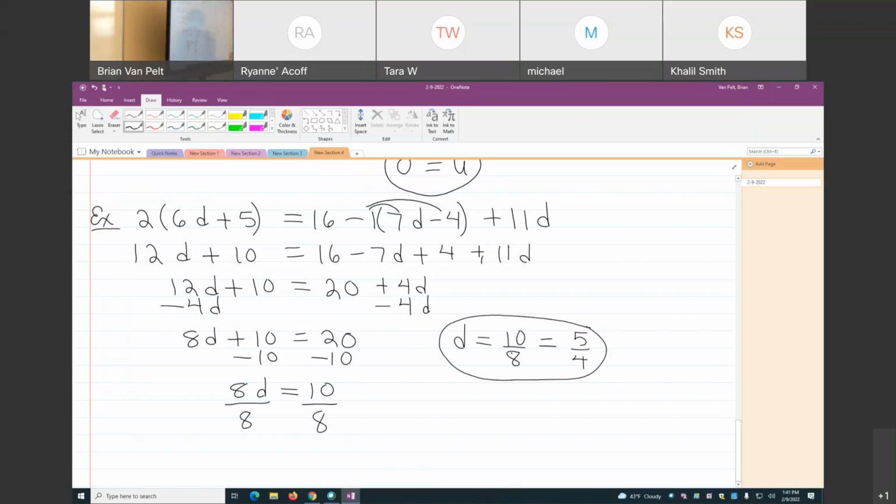Although I think in this set of exercises that I grabbed them from, it does not say that you have to simplify your answer. That means the 10/8 would have been okay. You understand?